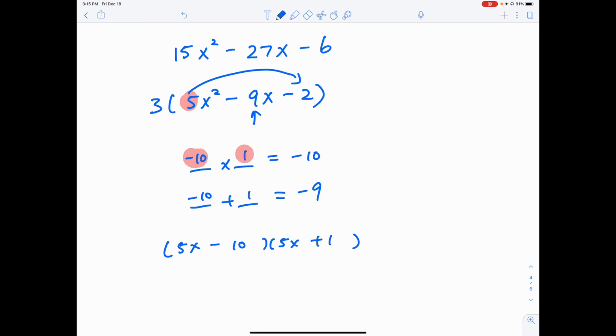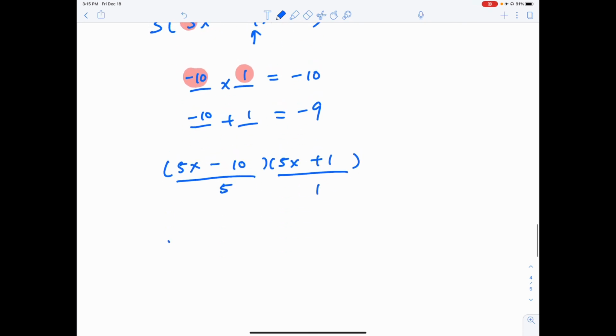We then take a look at each bracket. So the front bracket, we can see that they're both divisible by 5. The other bracket, nothing, so we just put over 1. And lastly here, we're just going to reduce the first bracket. So if we divide both by 5, we get x minus 2. And the other one, we just get 5x plus 1.